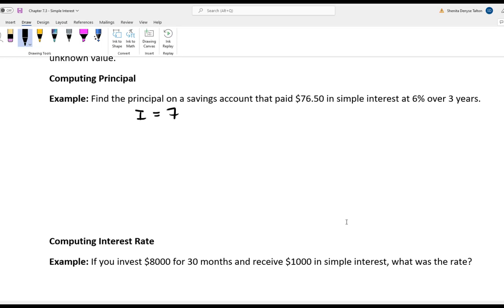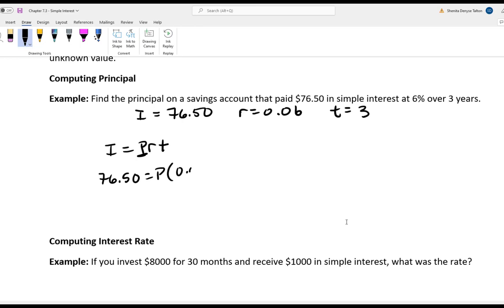Okay, so in this problem, they told us what I is. They said that it was simple interest of $76.50. They also told us the rate is 6%, so that's 0.06, and the term of the loan was 3 years. So we're going to use this formula and we're going to try to figure out P. They gave us everything else but P, and that's what we're going to solve for. So I'll plug everything back in. I'll go ahead and multiply this 0.06 times 3. I get 0.18.